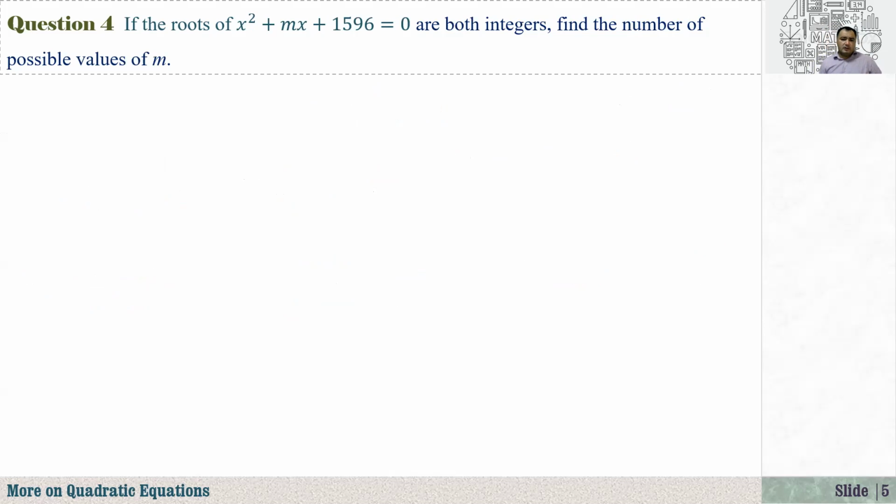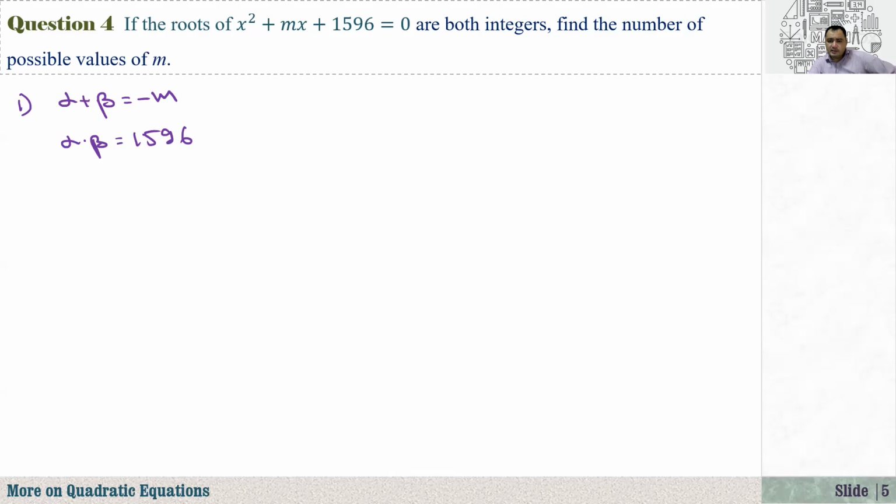Okay, so now it says that both are integers, right? And from here, suppose that alpha and beta are the roots of the equation. At this time we have alpha plus beta equal to minus p, right? And alpha times beta is equal to 1596. We can write this relationship, right?